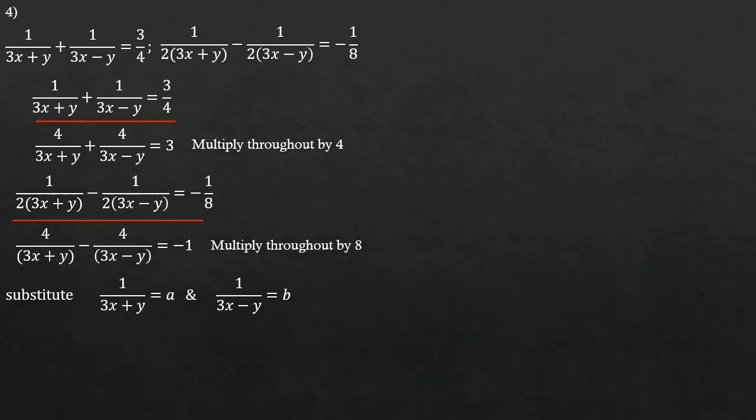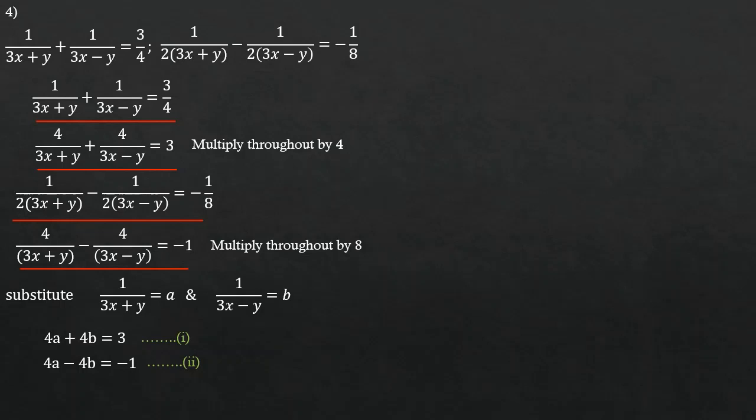So our first equation becomes this one, 4 into a plus 4 into b is equal to 3, which we mark as equation 1. And the second equation, this one, becomes 4a minus 4b is equal to minus 1, and we mark this as equation number 2.